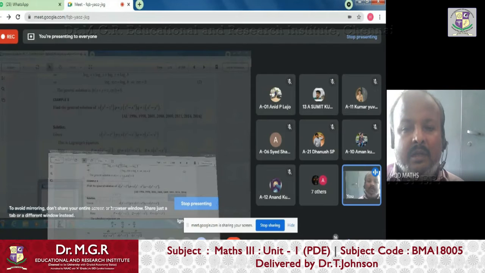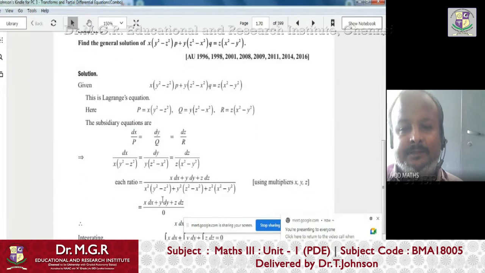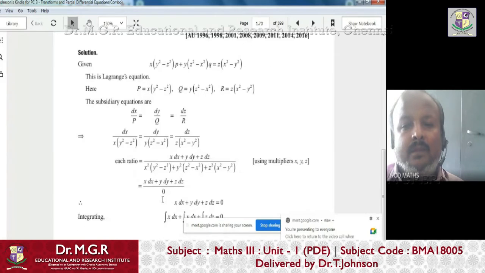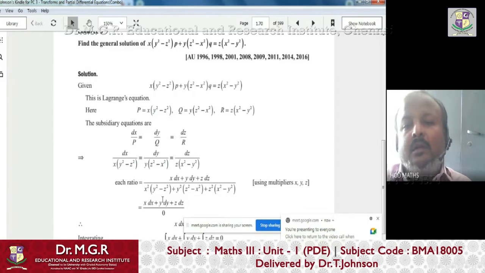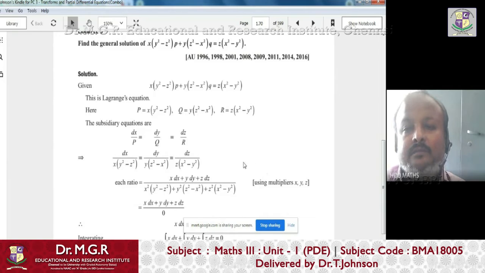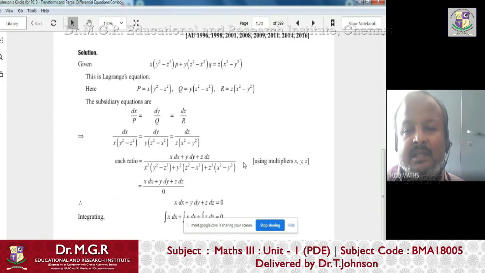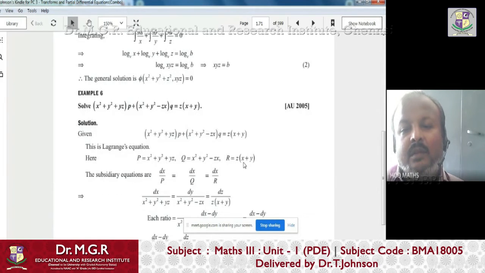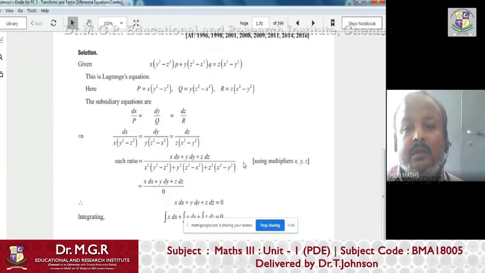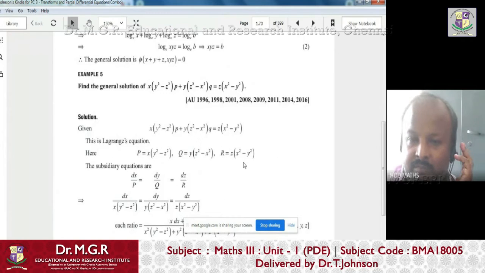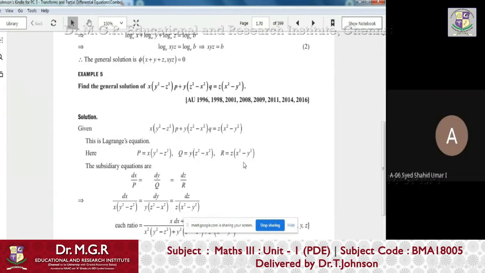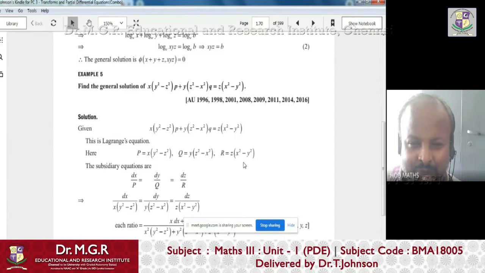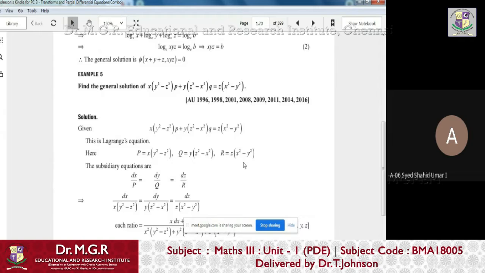So now I will show you one problem based on this. In this problem, have we discussed it last class? Anybody remember or not? I discussed this in the offline class, I know. The problem is x into y square minus z square. No, sir? If nobody remembers, then I can explain.